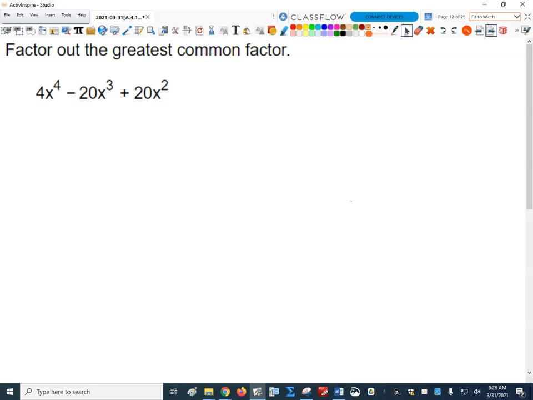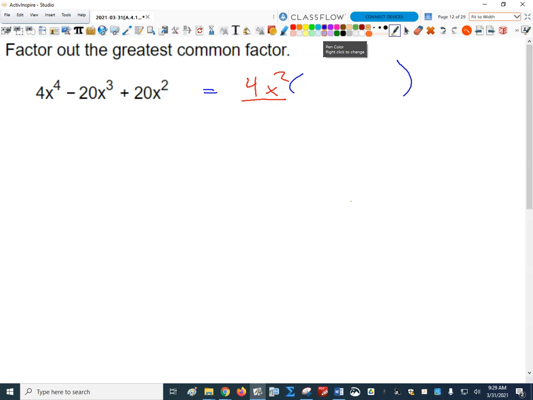Okay, let's try this one. Factor out the greatest common factor. So we've got each term has a coefficient. It has a number part and a variable part. So we want to know what goes there. What can we factor out? Everybody agree? The biggest number that goes into 4, 20, and 20 is 4, and the biggest common power of x is x squared, right? So what's left behind then?